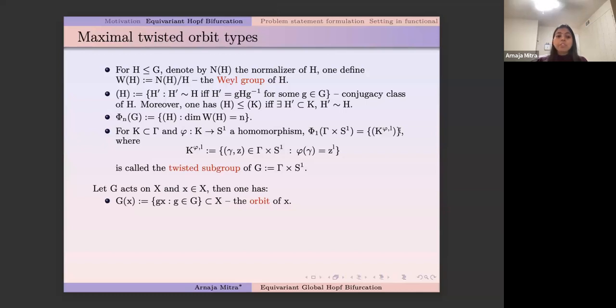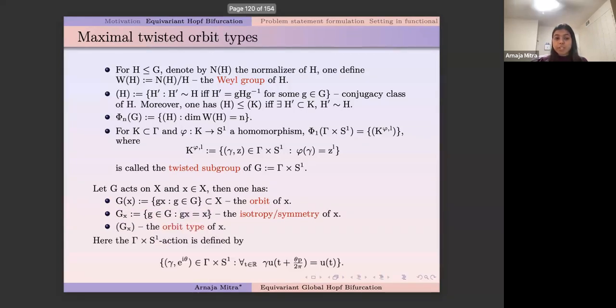Now what is an orbit? Orbit is nothing but Gx, which is a subset of X, where G acts on X. And G_x, that is the isotropy or the symmetry group, is a subgroup of G which is defined as all those g such that gx equals x. Then the conjugacy class of such an isotropy is known as the orbit type. So if you consider the conjugacy class of the twisted subgroup, that gives you the twisted orbit types.